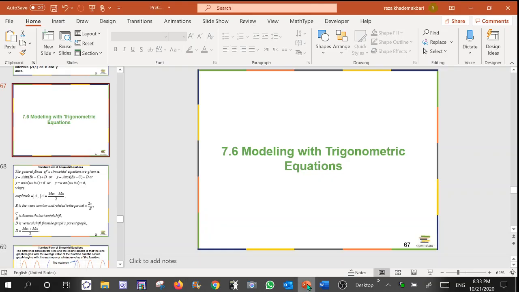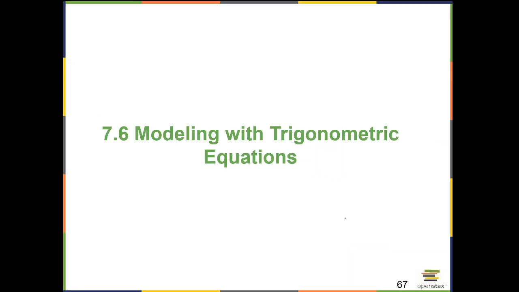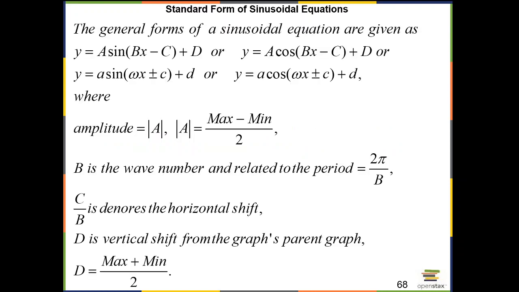So we are going to talk about this last section of chapter 7 on modeling with trigonometric equations. Now, trigonometric equations and application problems look kind of like these two right here. So we have sine and cosine, and they're called sinusoidal equations. The difference here is that we're going to use these forms here.